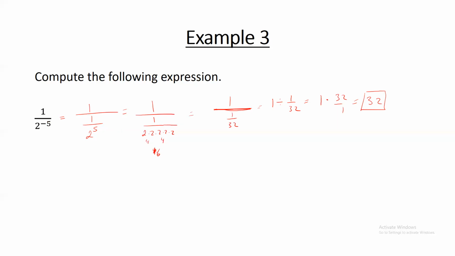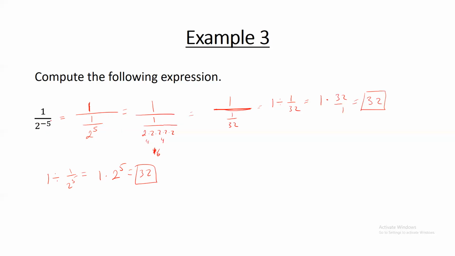But let's think about what happens if we shortcut the problem after the first step. Isn't this 1 over 2 to the 5th the same thing as 1 divided by 1 over 2 to the 5th? And then if we flip, isn't that just 1 times 2 to the 5th, which we now know is 32?